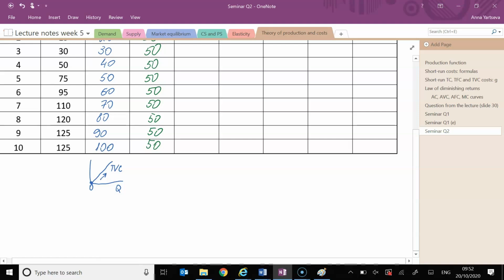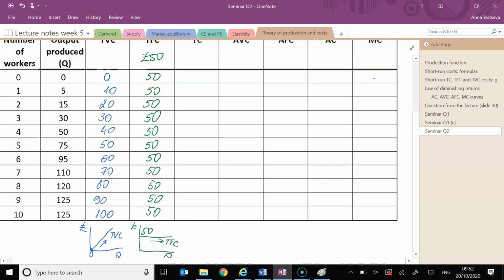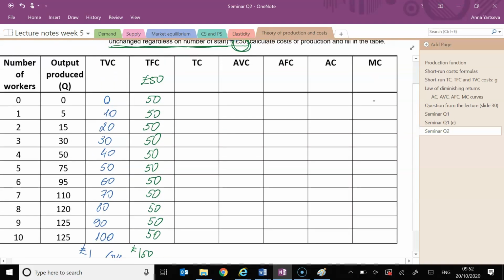And the graph, as before, will represent a straight line at 50 pounds. Start at 50, and then it remains unchanged. This is our total fixed cost. Quantity and costs. All costs are measured in money, in monetary terms. Any questions? No? So this is 10 pounds per worker.